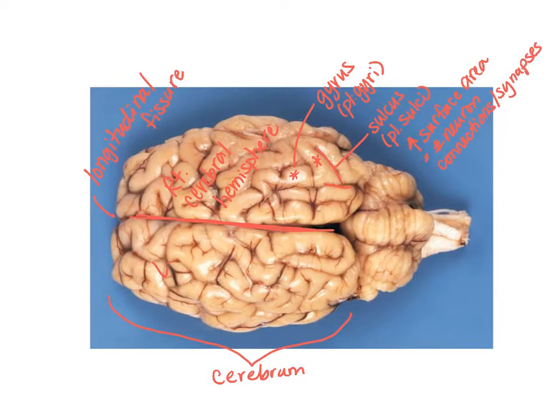We can see from this view, another division of the brain is the cerebellum. And cerebellum actually means little cerebrum. And as you can see, the cerebellum also has gyri and sulci, but they're smaller. One more feature to point out is this kind of deep ravine between the cerebrum and the cerebellum. And this ravine is known as the transverse fissure.